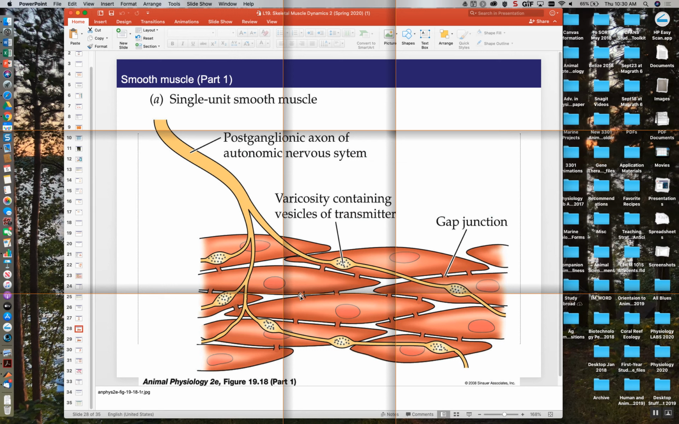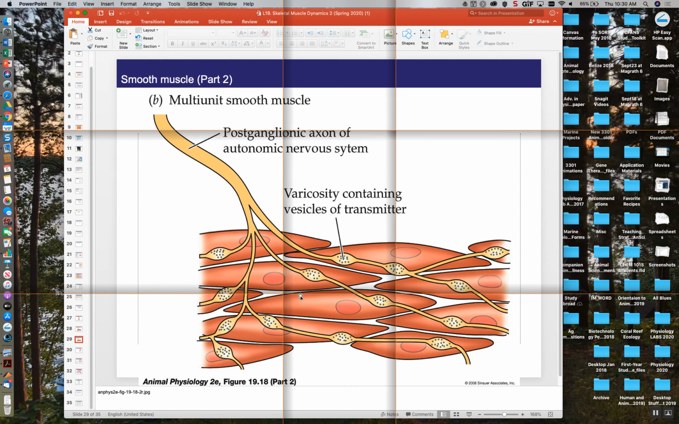So when that calcium floods into the intracellular space, that calcium wave goes from cell to cell to cell very quickly so that all of the smooth muscle cells contract in unison with each other, like a single unit, all right? Multi-unit are different because they don't have gap junctions. So they contract independently with each other.